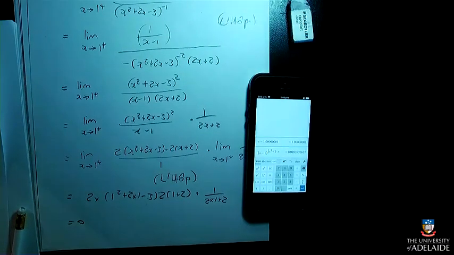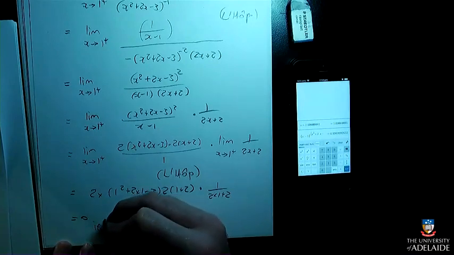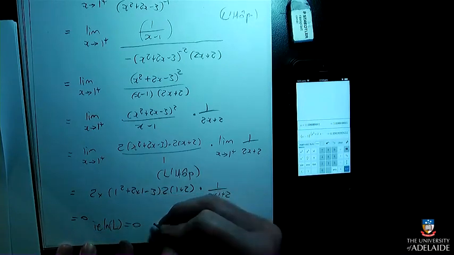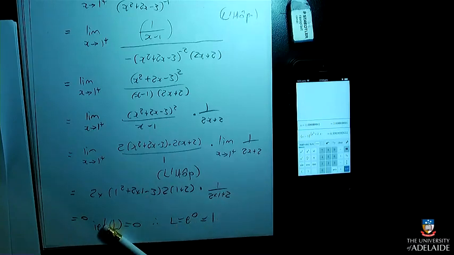Oh no, wait. This isn't L, this is ln of L. So ln of L is 0, and therefore L must be e to the 0, which is 1. Right. The world makes sense again.